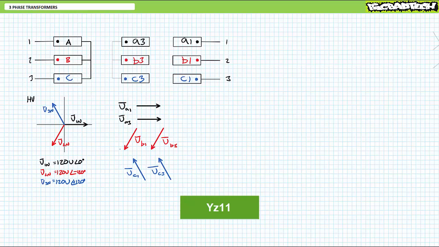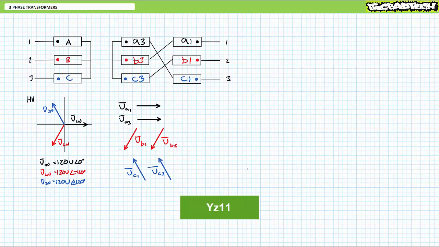Be warned. A properly configured YZ11 connection ties together the dotted ends of A3, B3, and C3. Not the non-dotted ends, the dotted ends. And then rather than sticking with their respective phases, the non-dotted end of B3 is joined to the non-dotted end of A1. The non-dotted end of C3 is joined to the non-dotted end of B1. And finally, the non-dotted end of A3 is joined to the non-dotted end of C1.